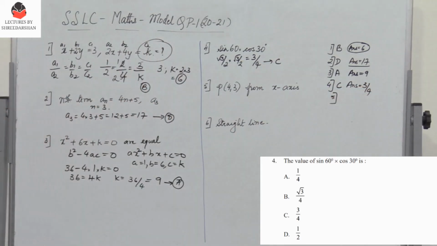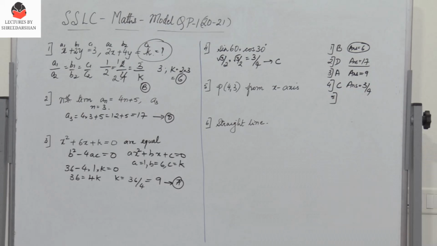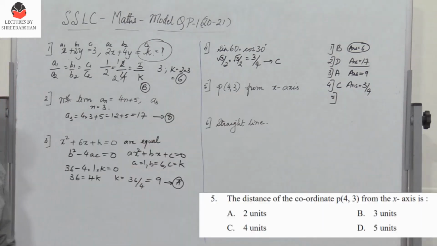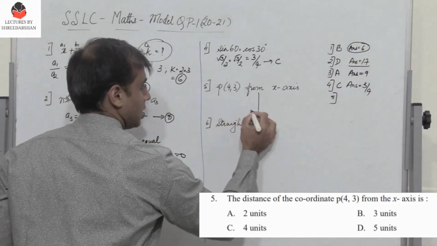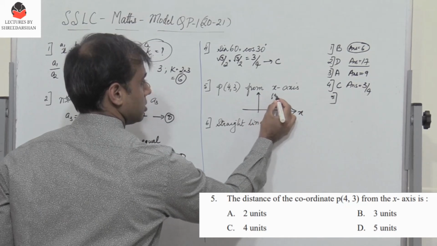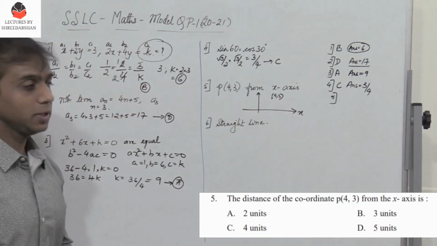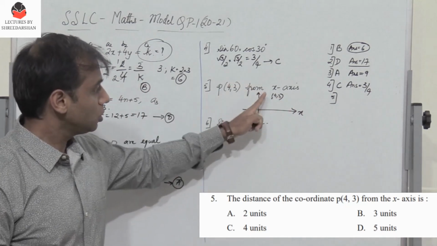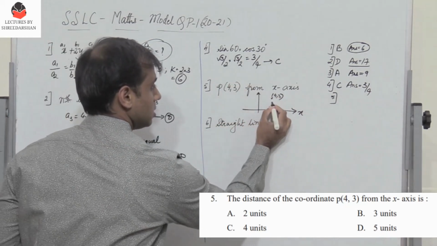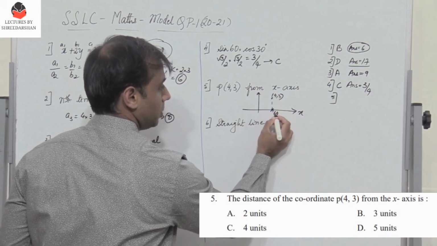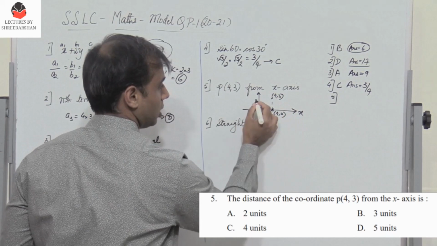So let's move on to the next one. Find the distance of the coordinate P(4, 3) from the x-axis. So we have the x-axis here. This is x and this is y. And let's assume that the point is (4, 3). So we need to find the distance of the point (4, 3) from the x-axis. So you know that the first one is the x coordinate. If I drop a perpendicular onto the x-axis, I get (4, 0).